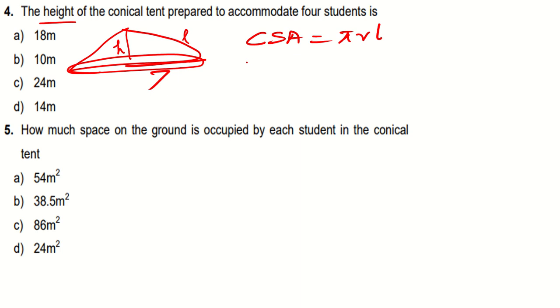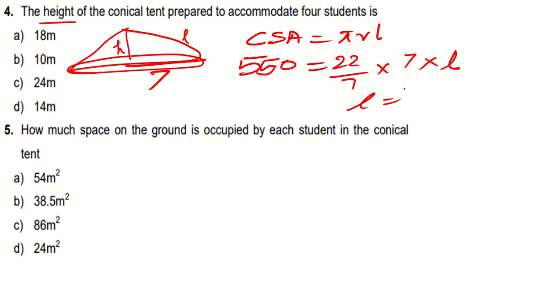We have a total of 550 as the available canvas area. Pi means 22 by 7, r means 7, multiplied by l, so l is equal to 7 cut, 550 divided by 22. Will it be divided? 22 times 2 is 44, and 44, 11 is left, so I guess yes, it will be divided. So it will be 25. Okay, 25 is the slant height.